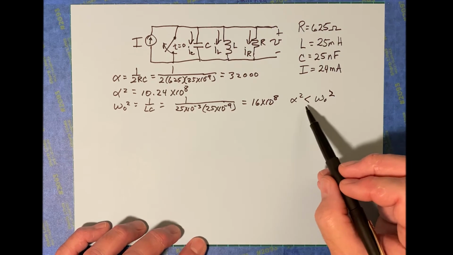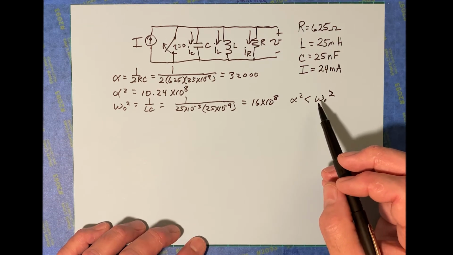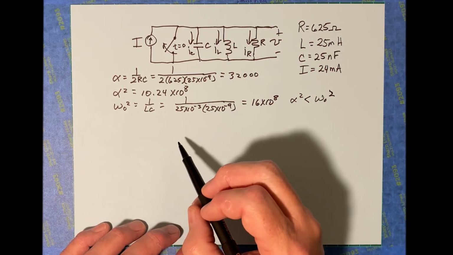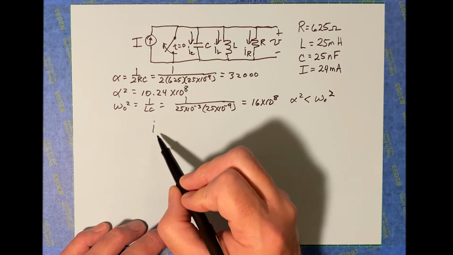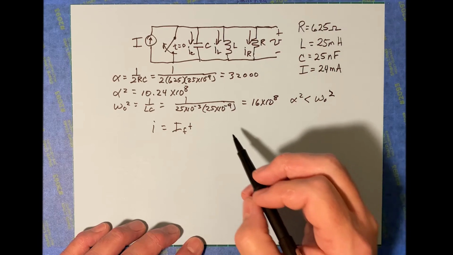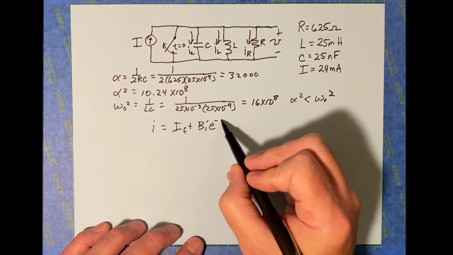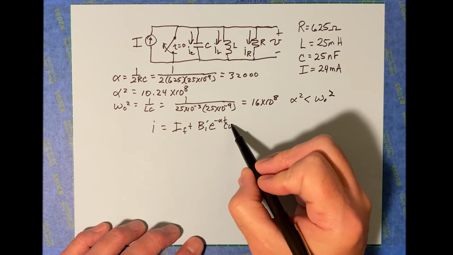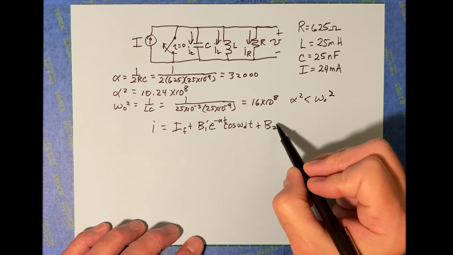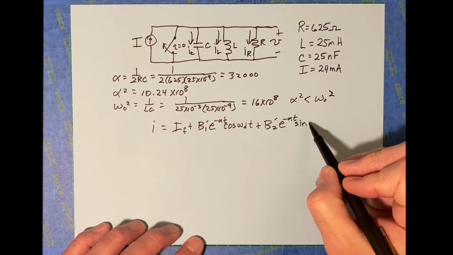So this means that what's underneath the radical for S1 and S2 is going to be a complex number. So what does that mean? That means that everything is going to have this general form, that I is going to be I final plus the natural response, and the natural response is going to be B1 prime e to the negative alpha t times the cosine of omega sub d t plus B2 prime e to the negative alpha t times the sine of omega sub d t.